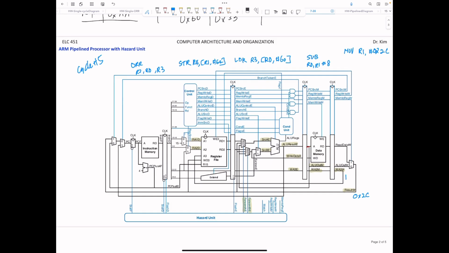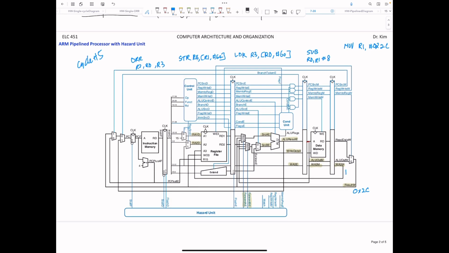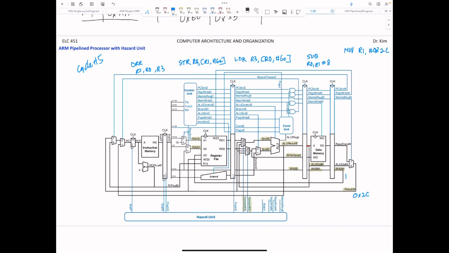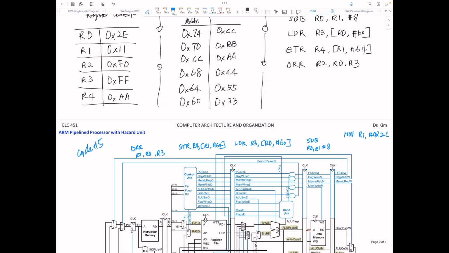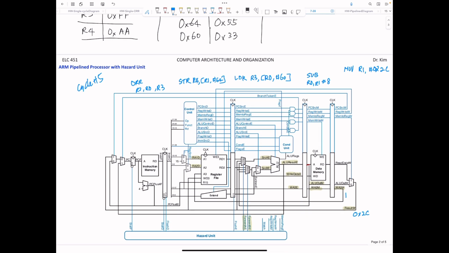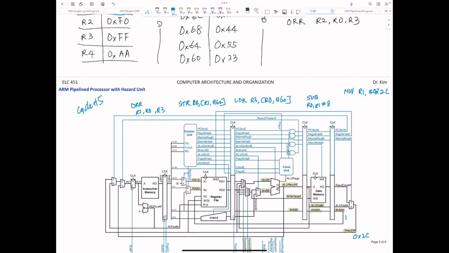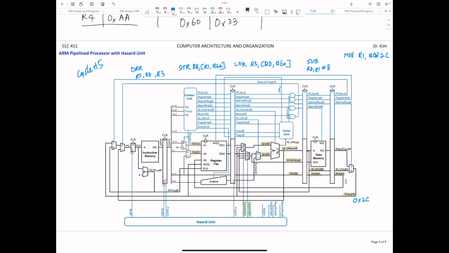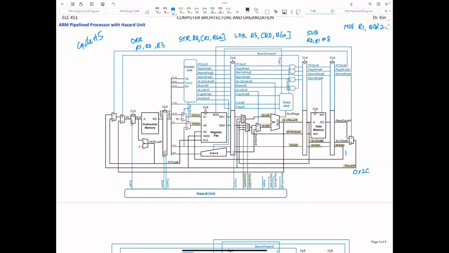Subtract R1 minus 8. So what we have, R1 actually starts with 0x11. However, we updated R1 because we moved 2C into R1. So the new value of R1 is now 2C. So R1 is 2C, 00101100. That's 2C minus 8.